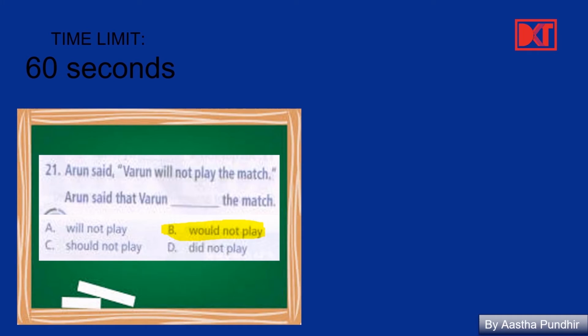Why would not play? Here, first of all, see, said that. So here the introductory sentence is in the past tense. So the tense here will also change. The tense will backshift and Varun would not play the match. Okay. So will changes into would. All right. So Varun would not play the match.